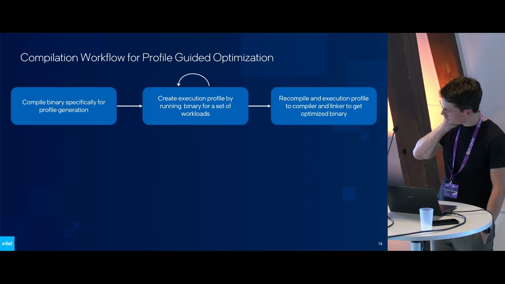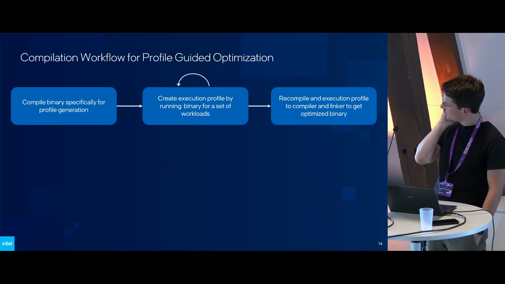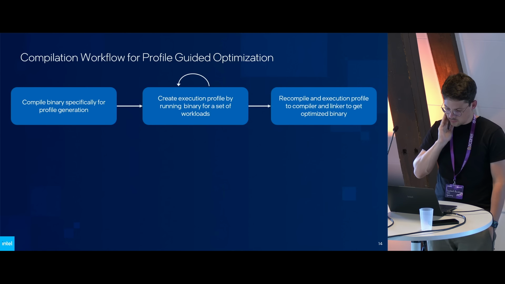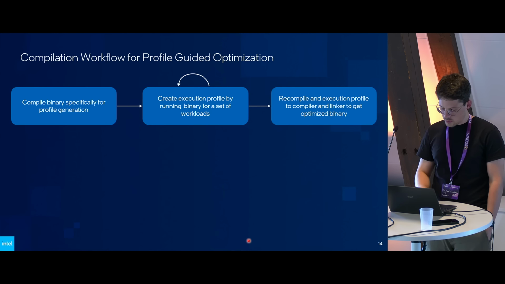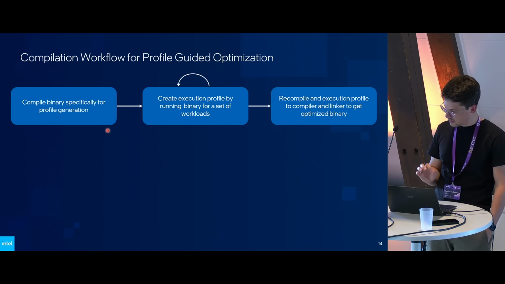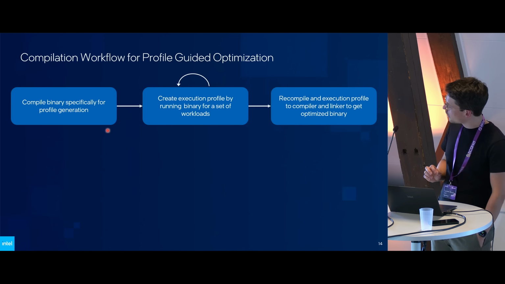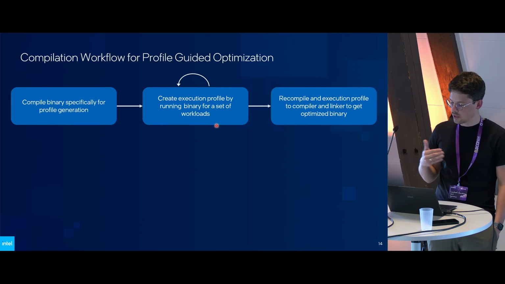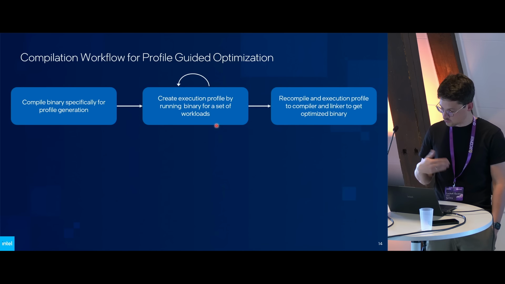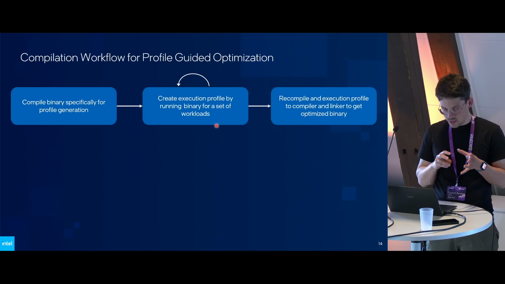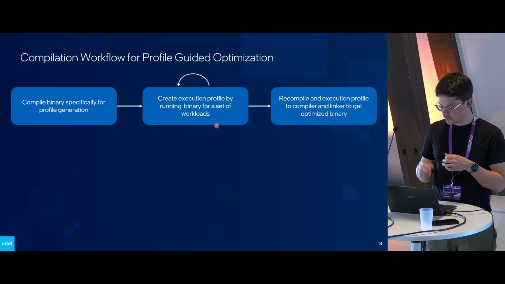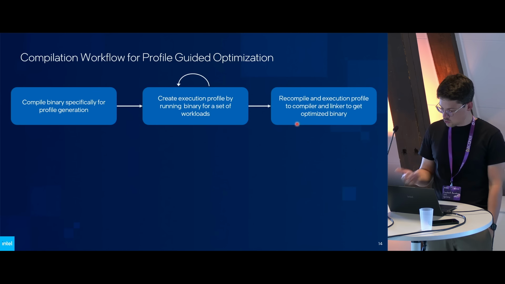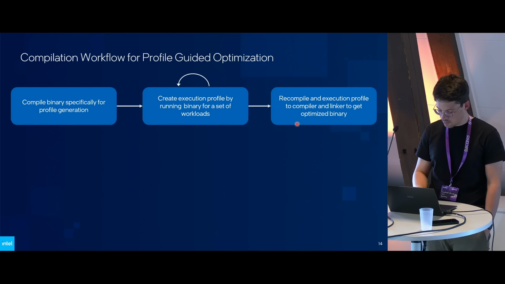So this is the general compilation workflow for profile-guided optimization. We normally just build a binary specifically for profile generation. Then we create an execution profile by running this binary a few times for a set of representative workloads. And the workloads that we use to create this profile will be the ones the compiler optimizes for. And finally, we use this execution profile as feedback to the compiler and linker to get the optimized binary.